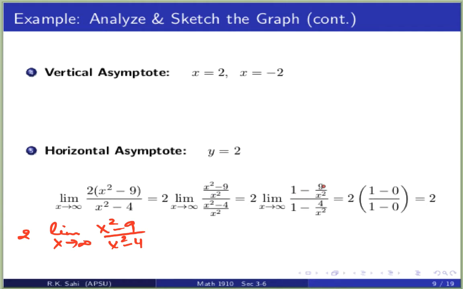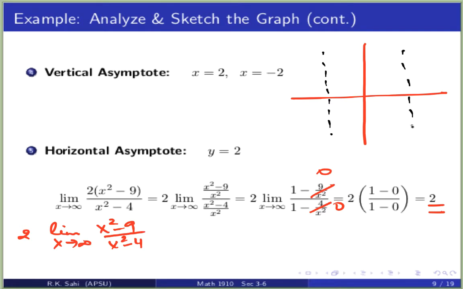We get 1 minus 9 over x squared and 1 minus 4 over x squared. And then when you take the limit, because this goes to 0 and this goes to 0, we get 2 times 1 over 1, so basically it's a 2. So when I'm looking at my graph over here, notice this: I have a vertical asymptote at minus 2 and 2, and a horizontal asymptote at y equals 2.